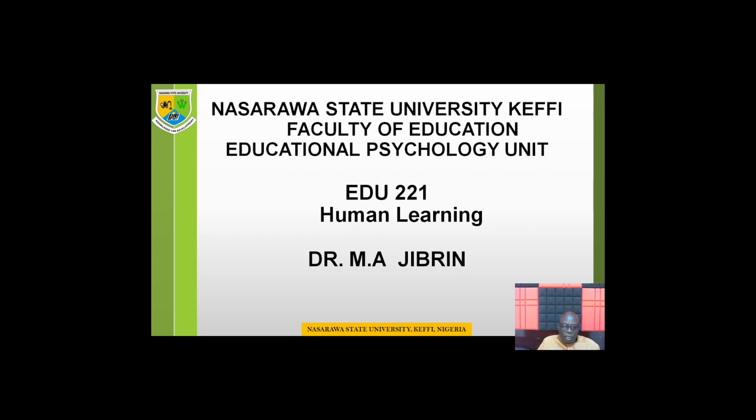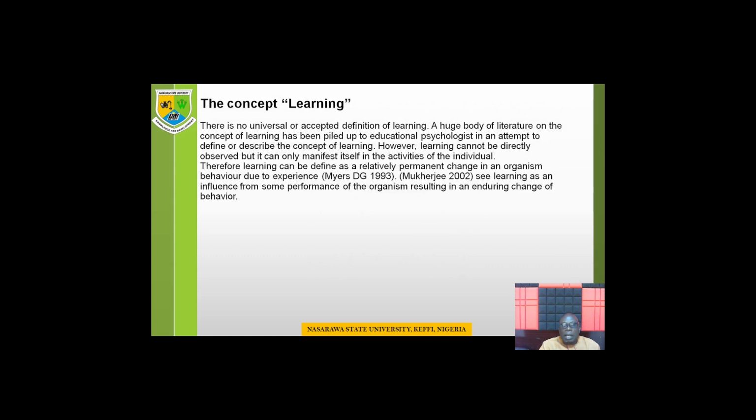But today we will be looking at the meaning of learning. Learning has been defined by many authors. It has no universal or accepted definition. A lot of literature on the concept of learning has been piled up by educational psychologists in an attempt to define or describe the concept of learning. However, learning cannot be directly observed, but it can only manifest itself in the activities of the individual.